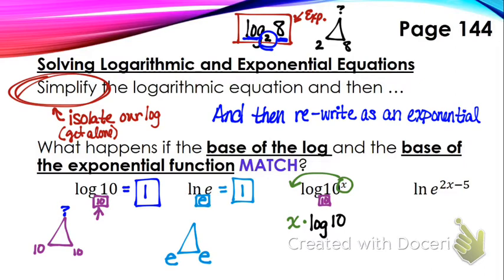But you guys just told me right back here that the common log of 10 simplifies to what? 1. So really I have x times 1. What's x times 1? 1x, or we could just write that as x. So this whole thing right here simplifies to x.